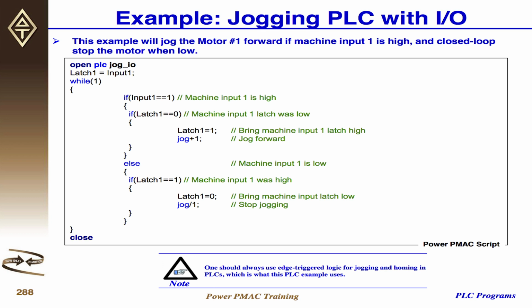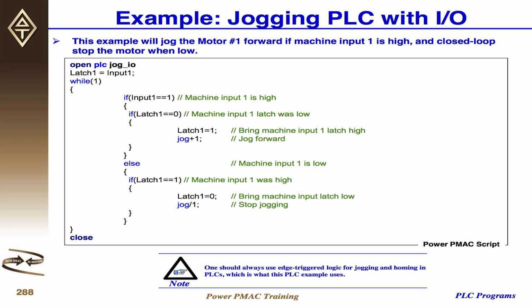So here's an example of using some switches on your demo box to jog a motor. Here we want to create a latch variable to store the initial state of input 1. Input 1 is just the first little toggle switch on the top of your demo box. We'll be using those toggle switches quite a bit in the upcoming exercises. So if input 1 is on, we want to jog forward motor 1. If input 1 is off, we want to jog stop motor 1.